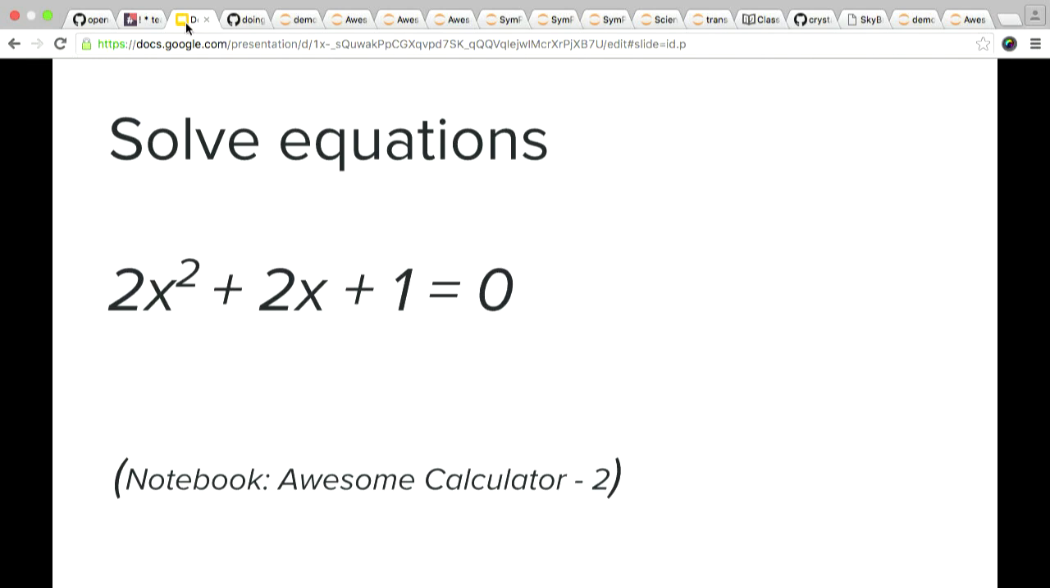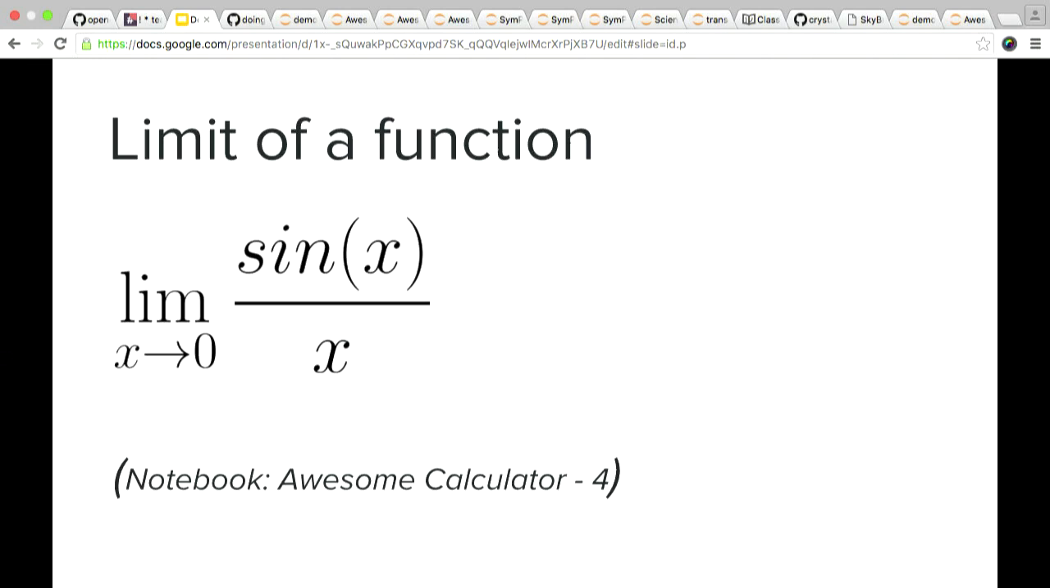Okay, so that's done. So how many lines would this take? Finding the limit of a function, any guesses? Okay, I'll stop the suspense.